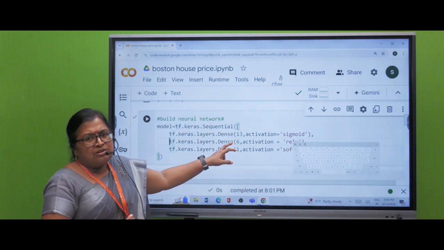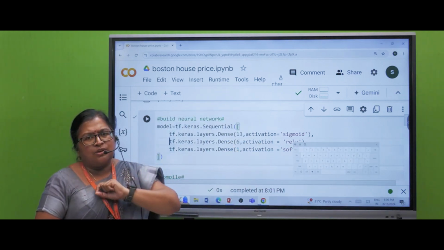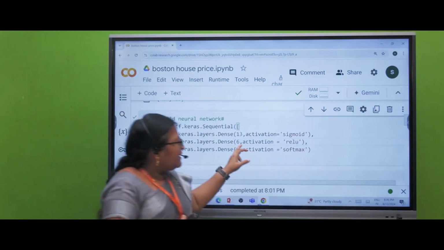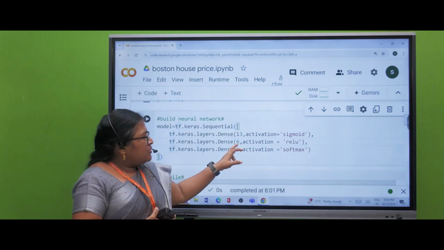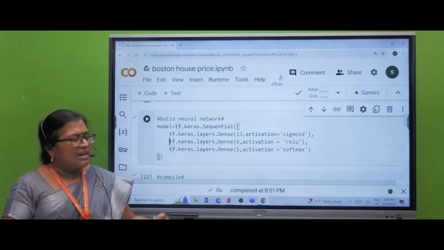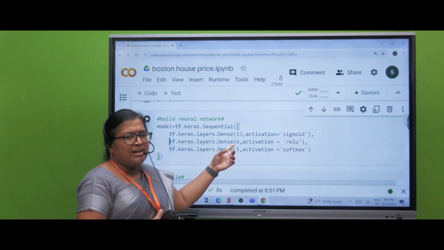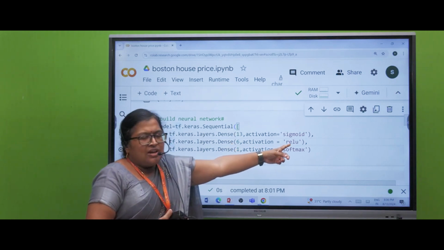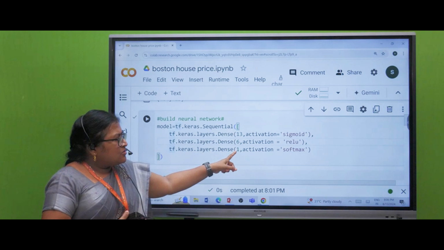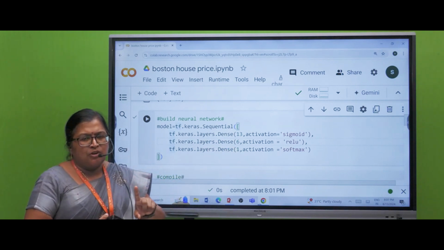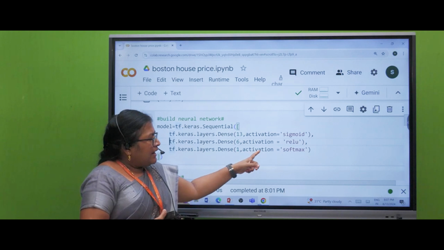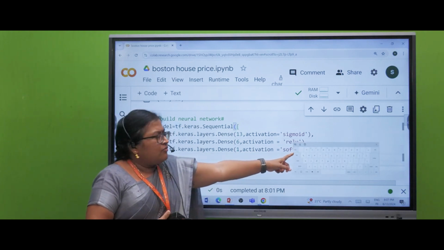For the hidden layer, I am going to use only six nodes. While doing CNN, I'll explain how to select nodes in the hidden layer. Here it is a simple project, just a linear number I have to calculate. So I have used six nodes in my hidden layer, and the activation function I am going to use is ReLU. And again, this is my output layer. In the output layer, only one variable I am going to predict, that is house prices. So I have created only one node, and the activation function here I have to use softmax.